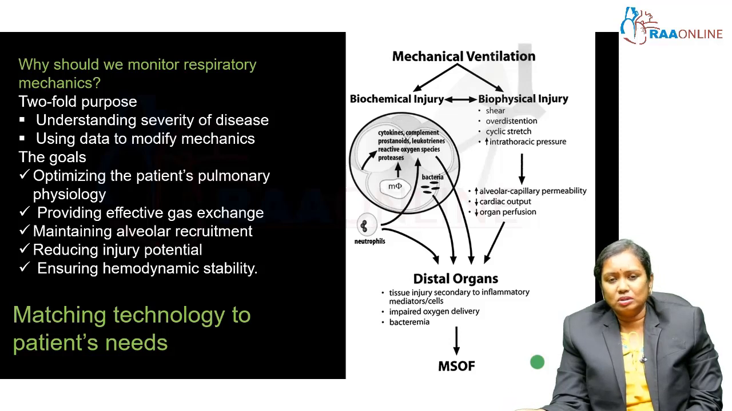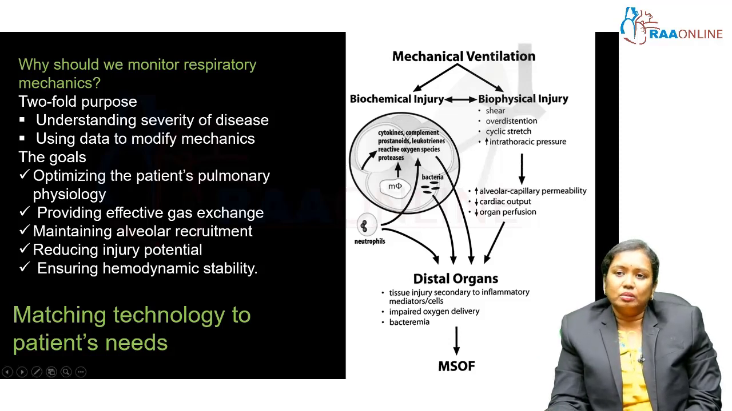So, the ultimate goals will be optimizing the patient's pulmonary physiology, providing effective gas exchange, that is oxygenation and removal of carbon dioxide, maintaining alveolar recruitment, reducing injury potential, and ensuring hemodynamic stability. The most important thing will be to reduce the injury potential, less harm through mechanical ventilation.